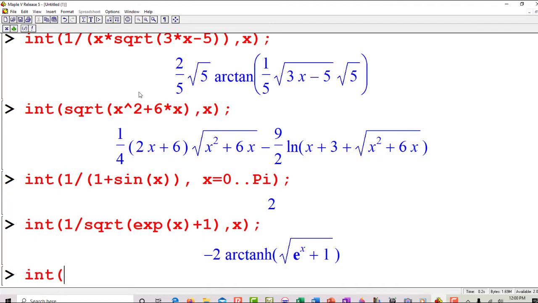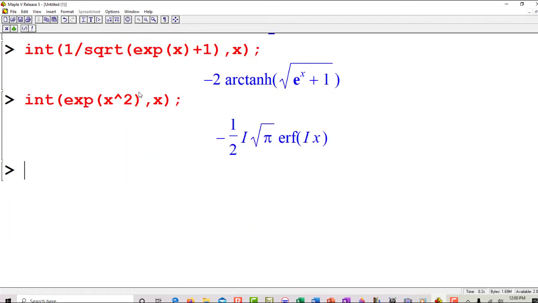Suppose I'm integrating exp of x squared. We just said this has no elementary antiderivative. In fact, it gives me negative 1/2 the imaginary unit I. That's how Maple expresses the imaginary unit. Instead of a lowercase i, it uses an uppercase I. The square root of pi, ERF. Do you know what ERF is? Of I times x. ERF is something called the error function. The error function has a special name, ERF.